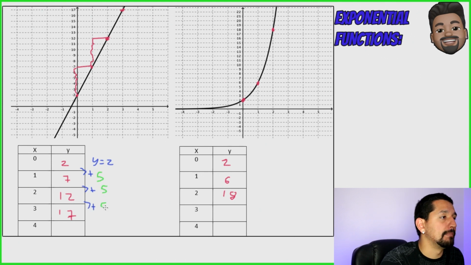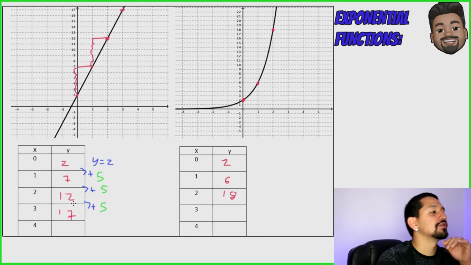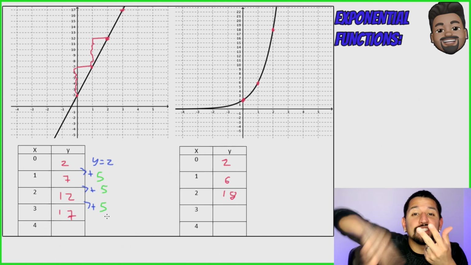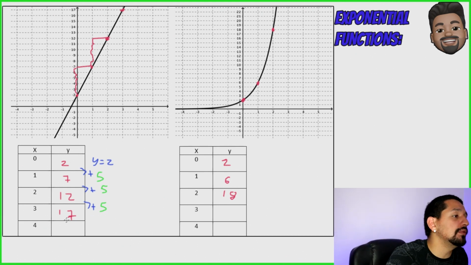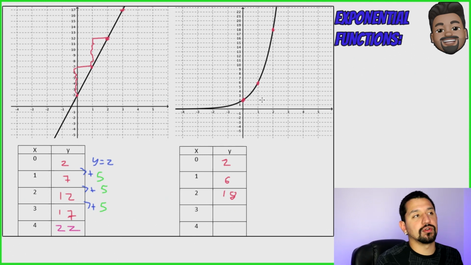Boom, boom, boom. Well, check this out, y'all. Check this out. 2 plus 5 is 7. 7 plus 5 is 12. 12 plus 5 is 17. So 17 plus 5, 18, 19, 20, 21, 22. We got that down. Y'all know what I mean? Let's go on to exponential functions.